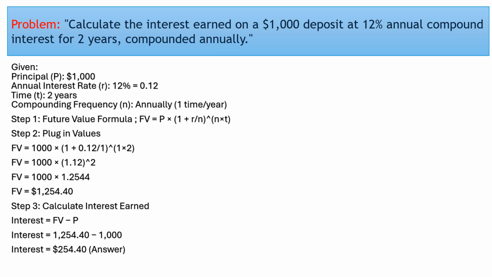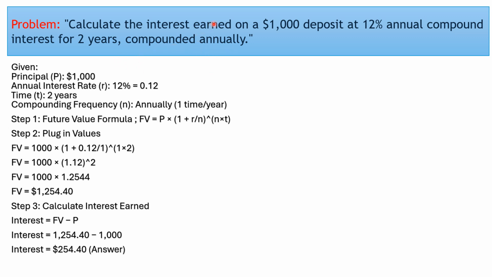In this video, we will explain how to calculate compound interest with two practical examples. The problem is given here. Calculate the interest earned on $1000 deposits at 12% annual compound interest for 2 years. The interest is compounded annually.